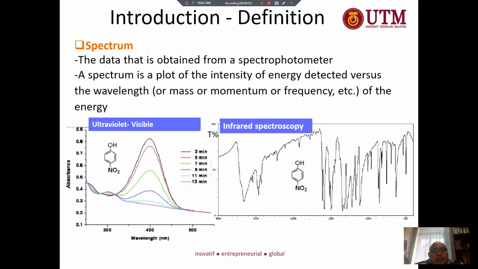Okay, the next one, we will learn about the definition of a spectrum. A spectrum is the data obtained from a spectrophotometer. What is a spectrophotometer? The instrument. A spectrum is a plot of intensity of energy versus the wavelength, mass, momentum, or frequency of the energy. Or we can say that a spectrum is the plot of intensity of energy versus the wavelength or frequency of electromagnetic radiation.